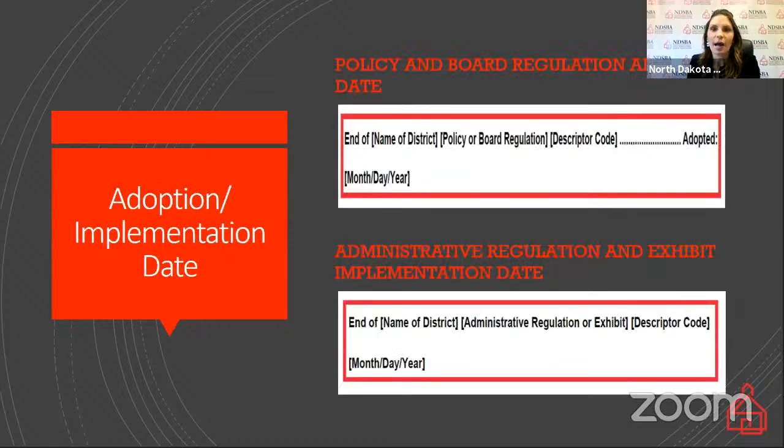The final thing I want to highlight in our NDSBA template is the adoption or implementation date. This should be the date when your board has adopted a policy or board regulation, or the superintendent has implemented an administrative regulation or exhibit. All templates should have an adoption or implementation date. To be thorough, we recommend this date include the month, day, and year.